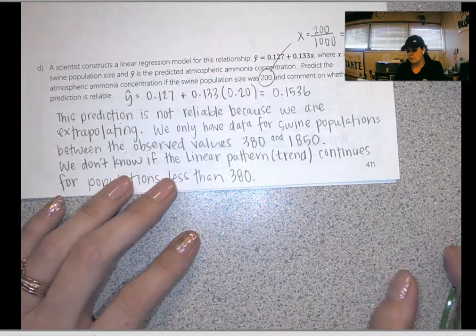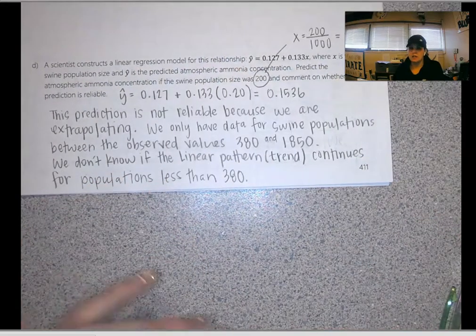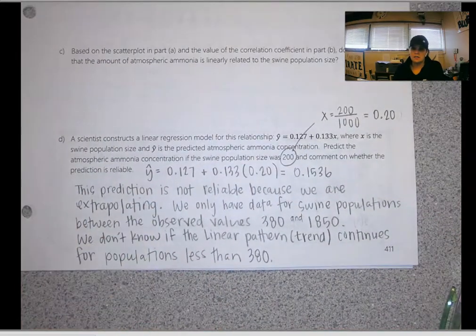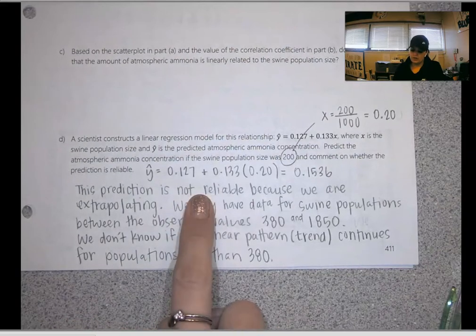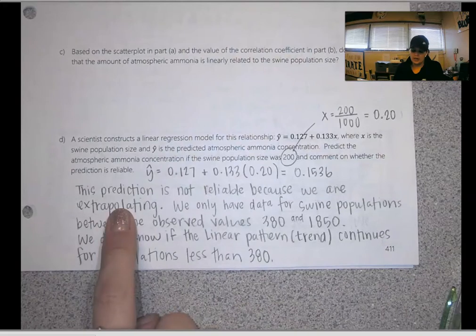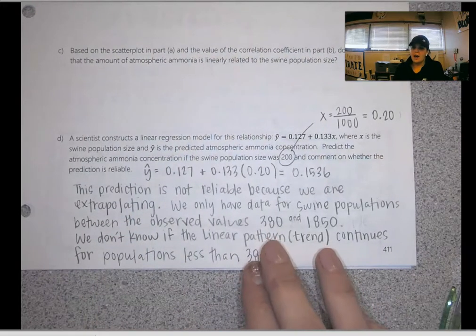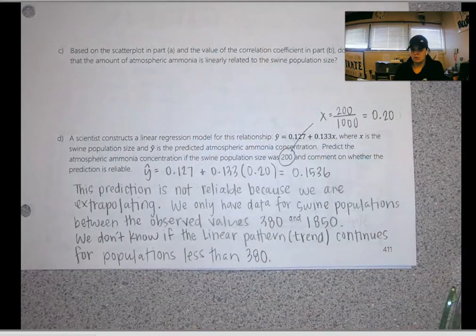Once again, before we end this lesson, there's not just one way to say you're extrapolating. Some big takeaways are that you need to address that it's not reliable and you need to use the word extrapolation. You don't have to use the sentence frames. You just need to communicate accurately that the prediction is not reliable because 200 is not one of our observed values.